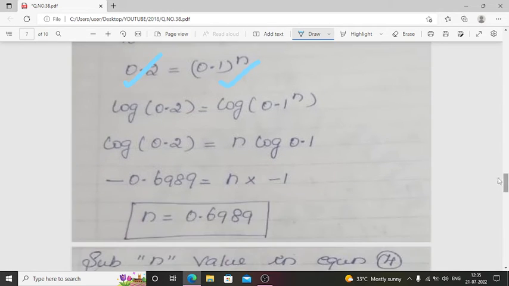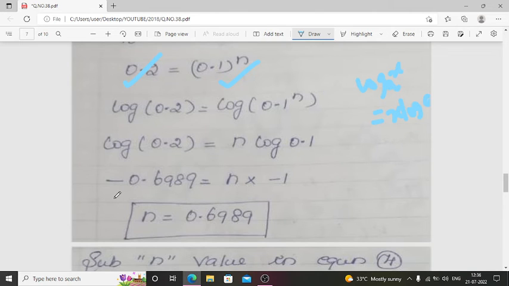Okay, so on both sides take the log value. So here log of 0.2 is equal to log of 0.1 power n. Already we know the formula: log a power x is equal to x log a. Okay, so this is the formula. Apply this formula here. So here apply to our expression, log of 0.1 power n. Here x is n, a is 0.1. Okay, so n log of 0.1.